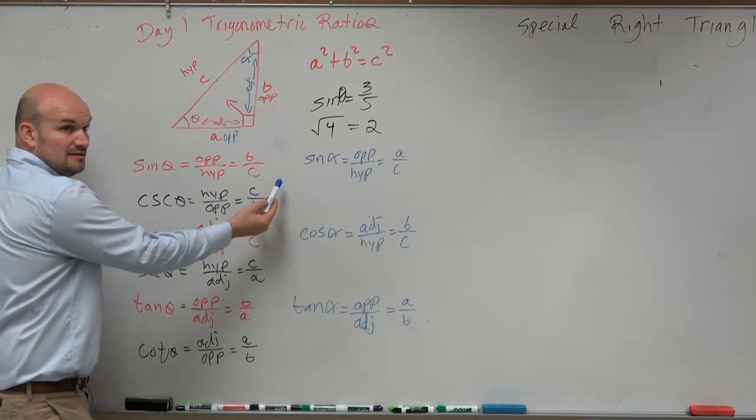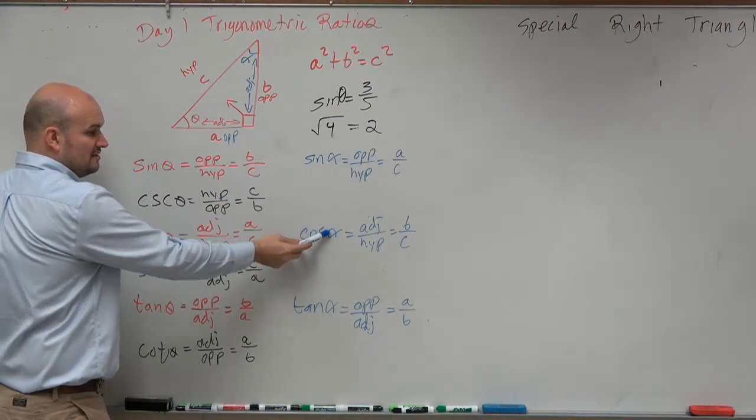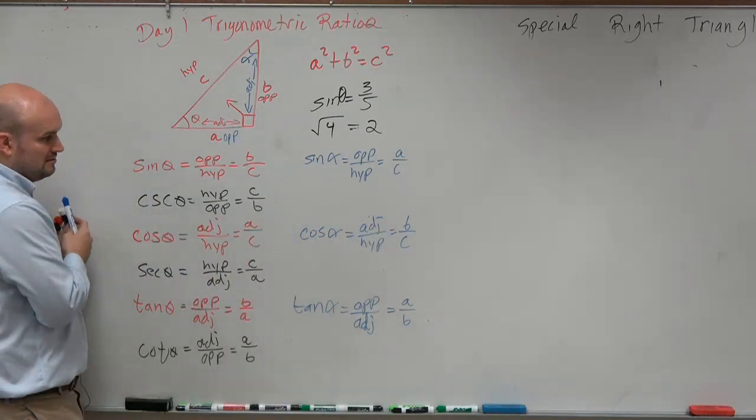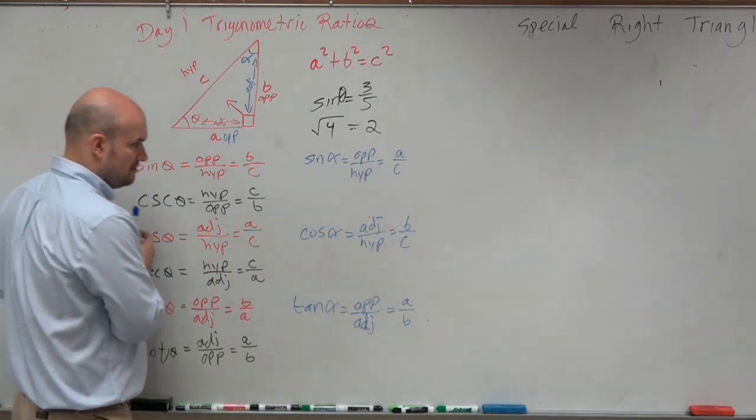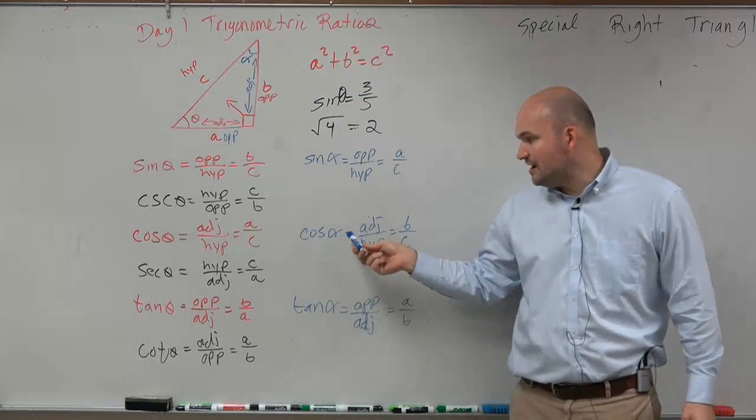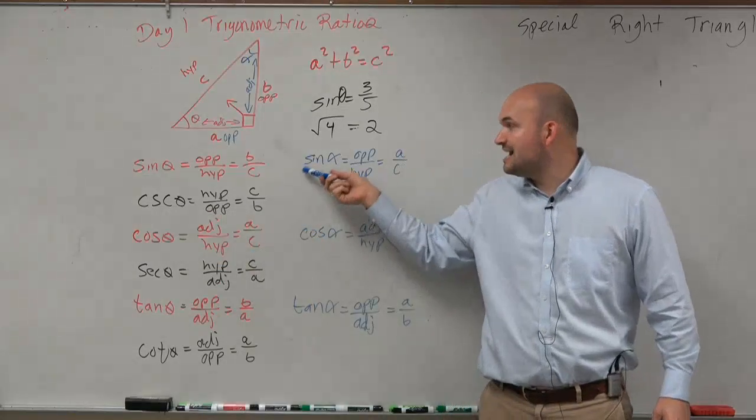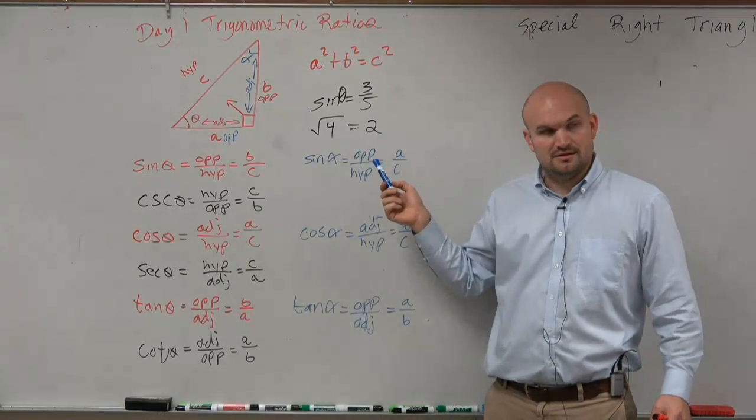Do you guys notice that? Look, the sine of theta is b over c. The cosine of alpha is b over c. Right? The cosine of theta is a over c. The sine of alpha is a over c.